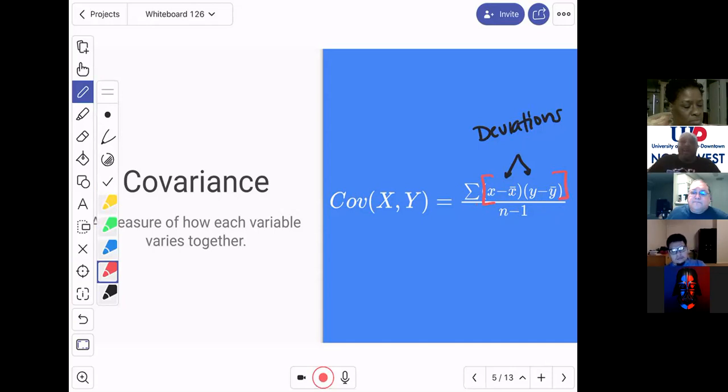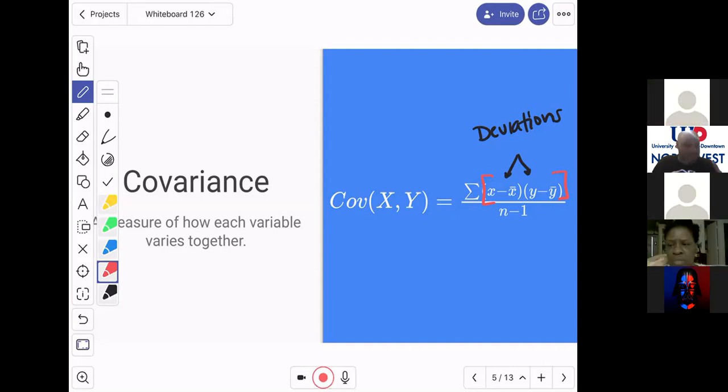And here's what should happen. If I multiply a deviation from X that is positive with a deviation from Y that is positive, you understand that? What should the product of those two things be? Positive or negative? Positive. Does everybody understand that? Which tells me that if X is bigger than the mean, then the Y is also bigger than the mean. So that means they're increasing.